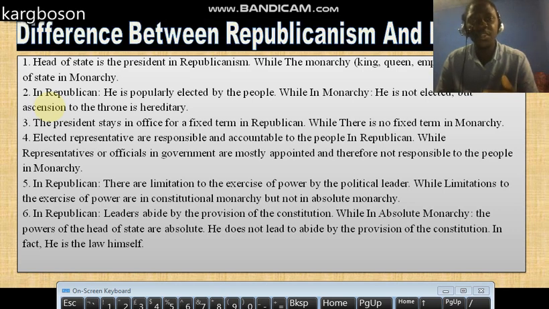So let's look at the differences between republicanism and monarchy. One, the head of state is a president in republicanism, while in monarchy, the king, queen, or emperor is the head of state. Then in a republic, he is popularly elected by the people, while in monarchy, he is not elected. In other words, he ascends to the throne by heredity. Then the president stays in office for a fixed term in a republic, while there is no fixed term in monarchy. The king or queen remains in power till death.